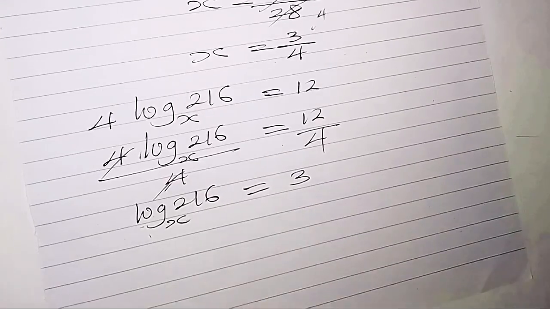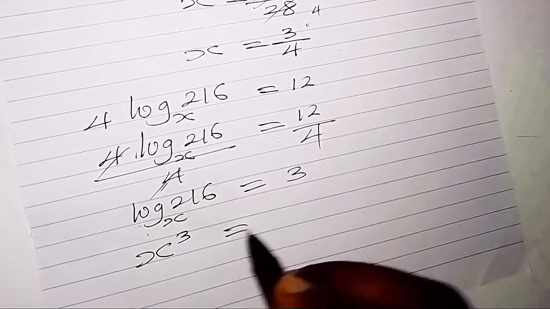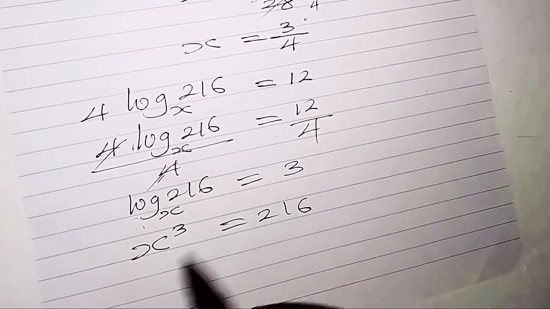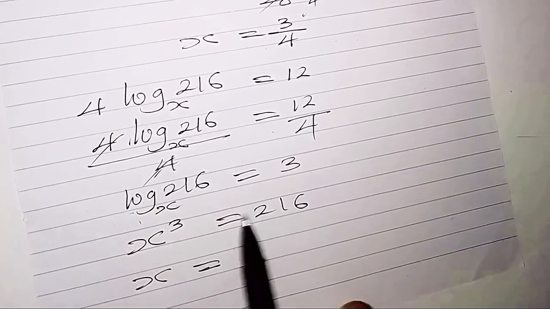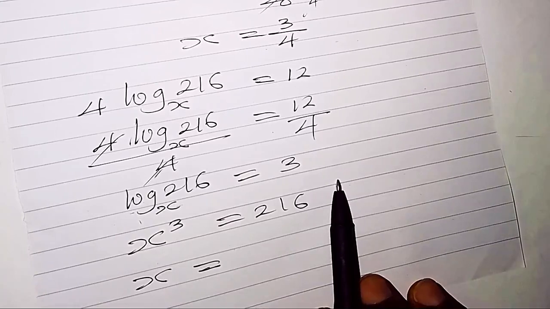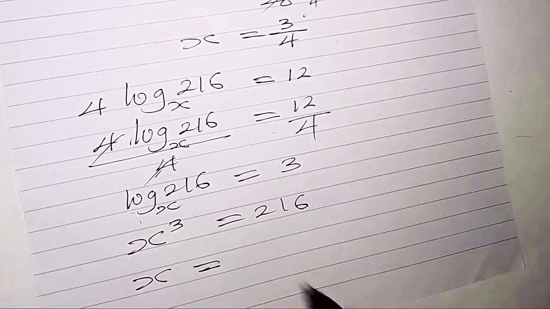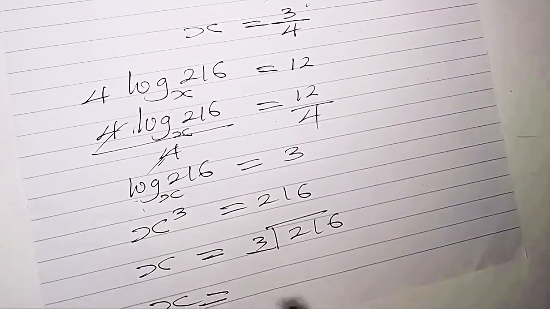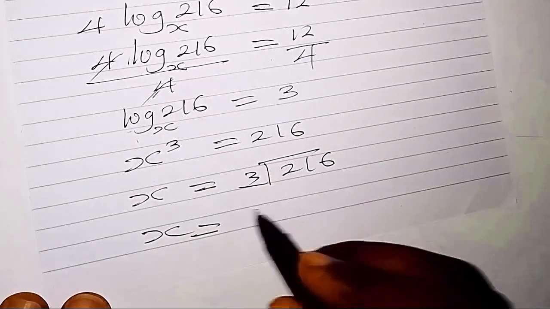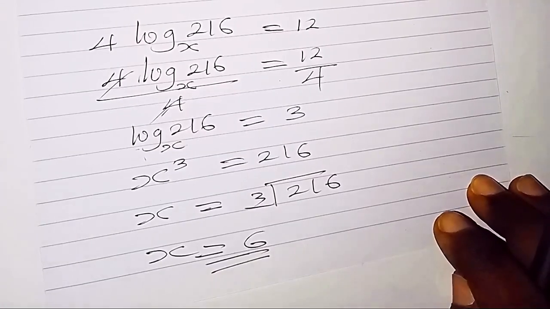And then we need to change this to index form. Changing this to index form becomes x raised to the power of 3 equal to 216. And then solving for x here. And of course, once you have a power here, it becomes the root on the other side of the equality sign. So here is cube, that becomes cube root here. So it's cube root of 216. And our answer is meant to be 6. So that is the answer to such a log equation.